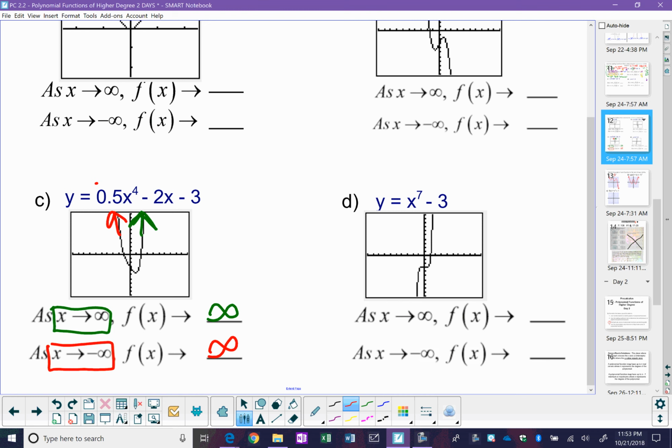And let's look back and double check that this makes sense. The degree is even, okay? So the degree being 4 is even. That means my ends should go in the same direction. They do. My leading coefficient is positive, which means my right-hand side should be going up, which it is.